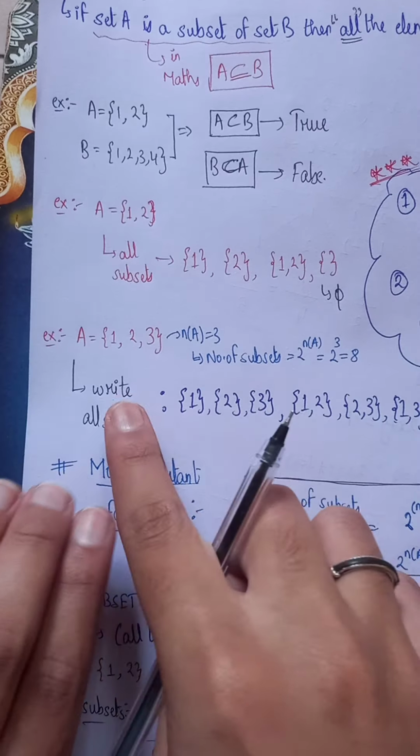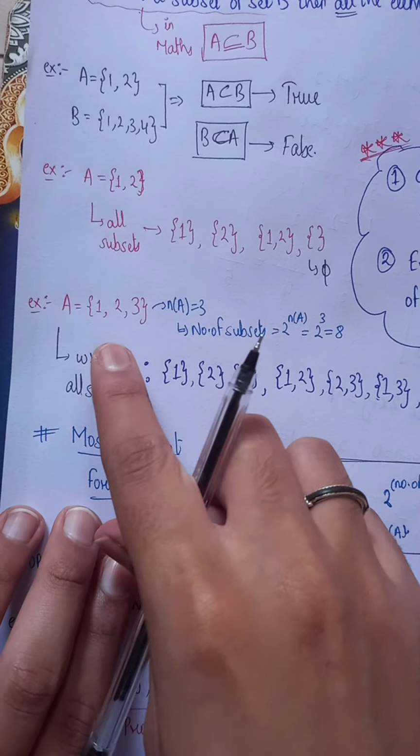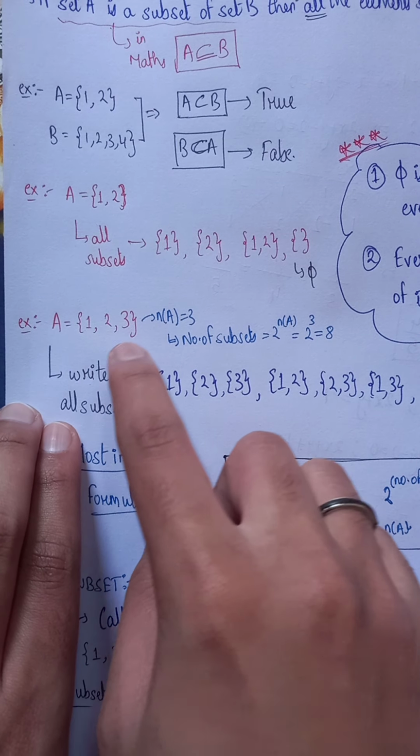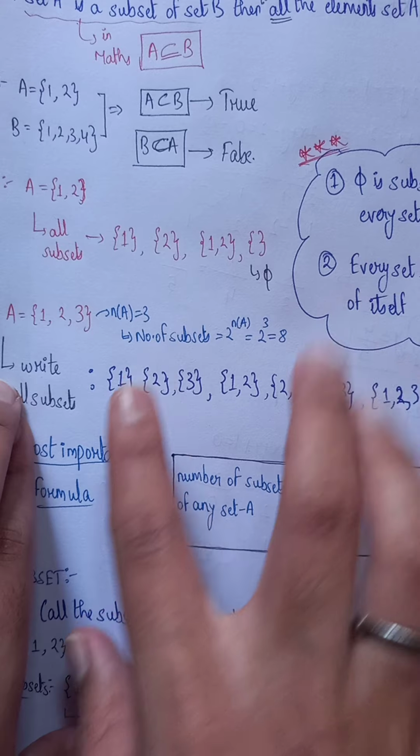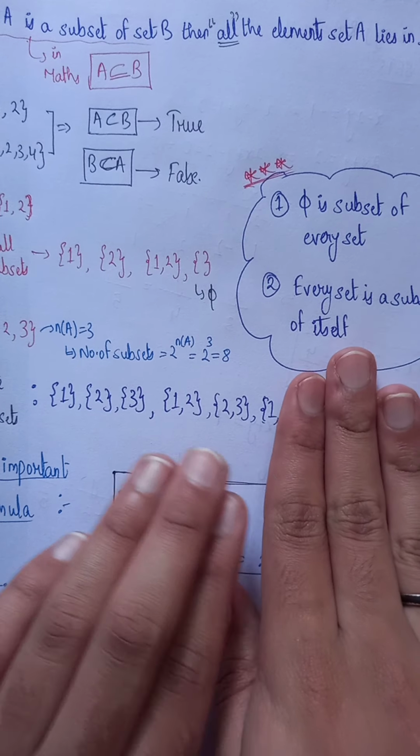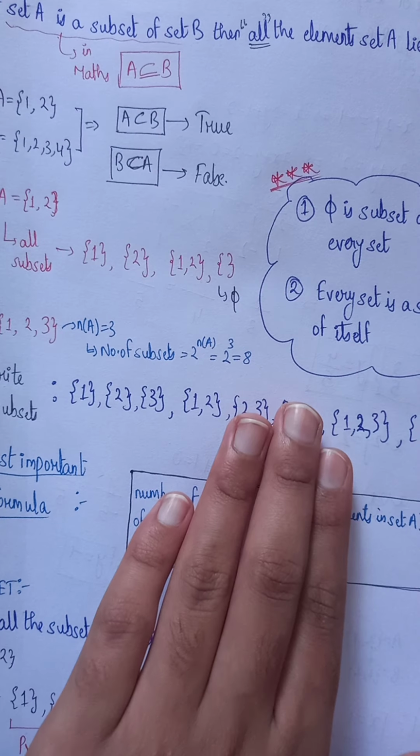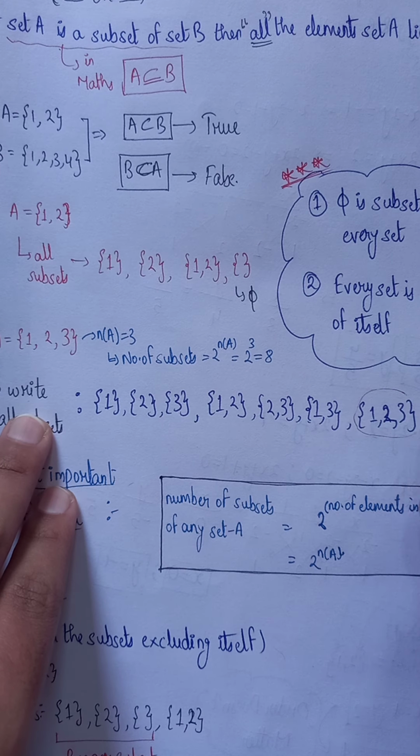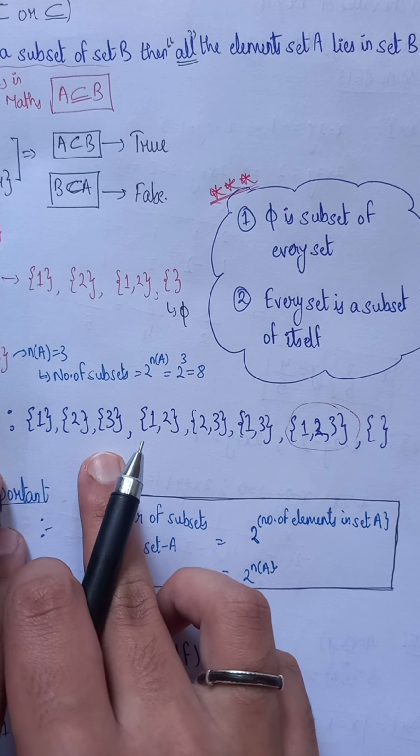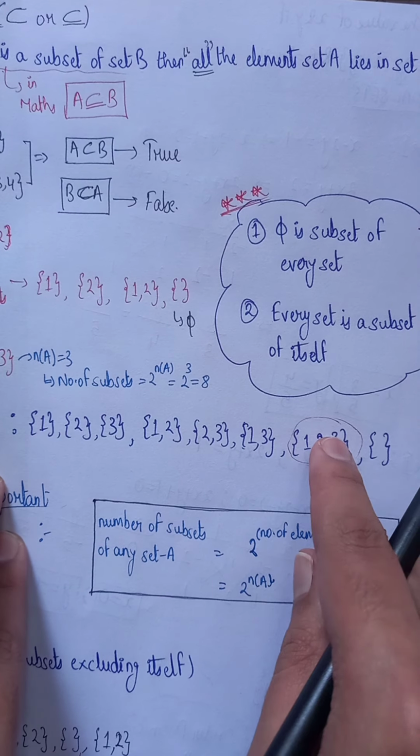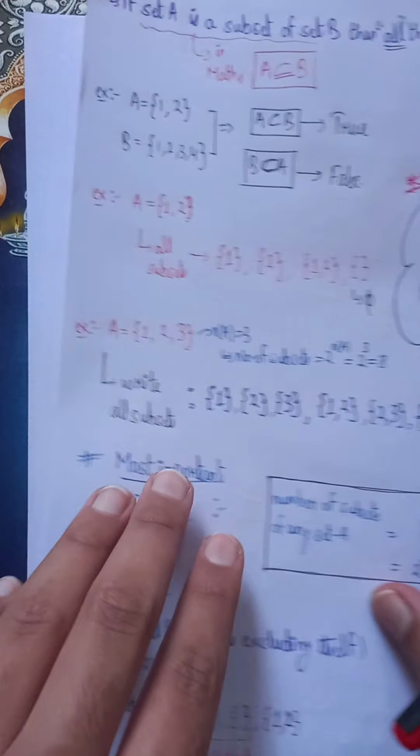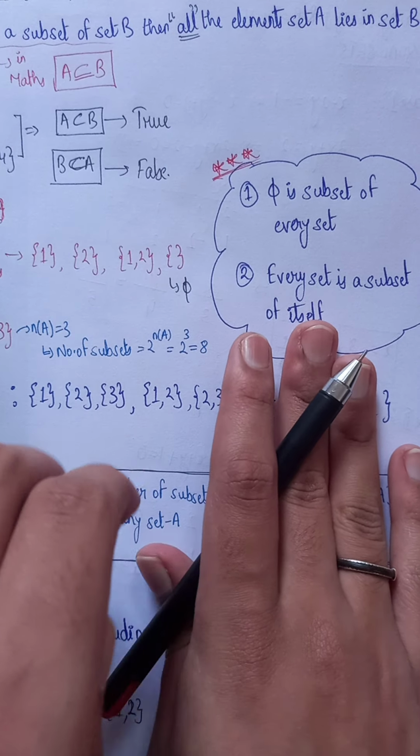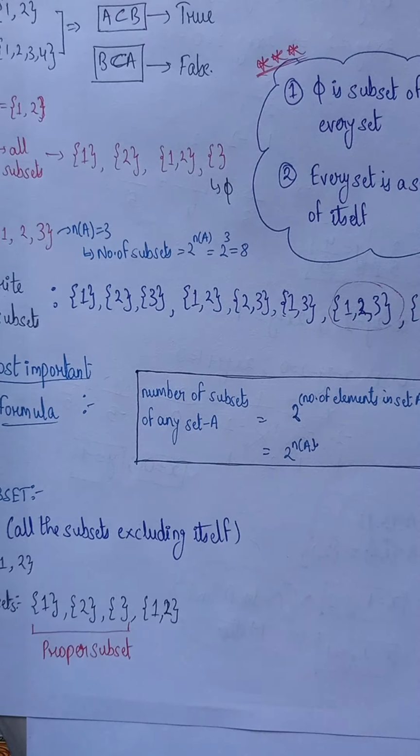Shall we do another example? The next example is the same as this question only. I've already written it here. Suppose A equals {1, 2, 3}. So we write all the subsets; excluding this, the rest of all are called proper subsets. If we include this, then it is a subset. Excluding this, all of these come under proper subset.